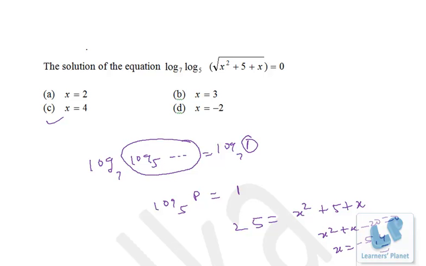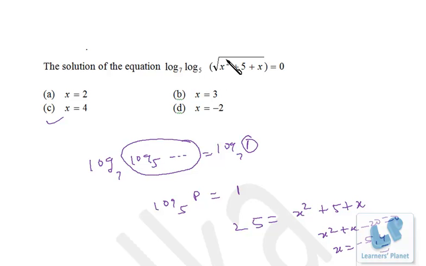And if you wish to avoid the paperwork, what should be your approach? See, this should be 1 preliminarily, as I have told you, because log 1 is 0. Since you are having 0 over here, that means this quantity should be 1 from this, right? That means if this quantity is 0, that means this thing should be 1. In that case, this and this, both of them should be same. That means root of x square plus 5 plus x should be 5 only, right?